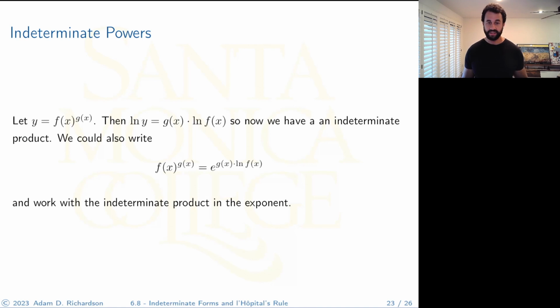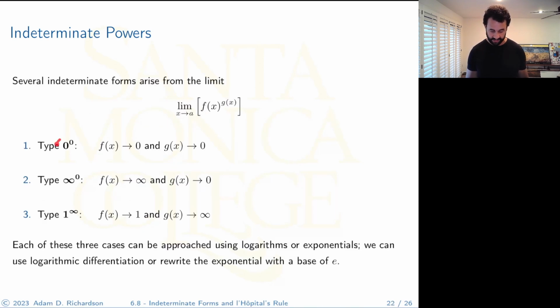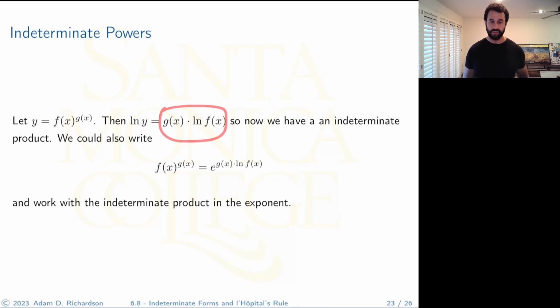Okay, here's the technique. Let's let y equal our exponential. Then if we take the log of both sides, we can say that ln of y is equal to g times ln of f of x. That's just using the power property of logarithms. Now we have an indeterminate product, right? Because in either of these cases, 0 to the 0, infinity to the 0, or 1 to the infinity, this product will now be indeterminate because you're going to have a 0 times infinity situation. That's really what it'll be.